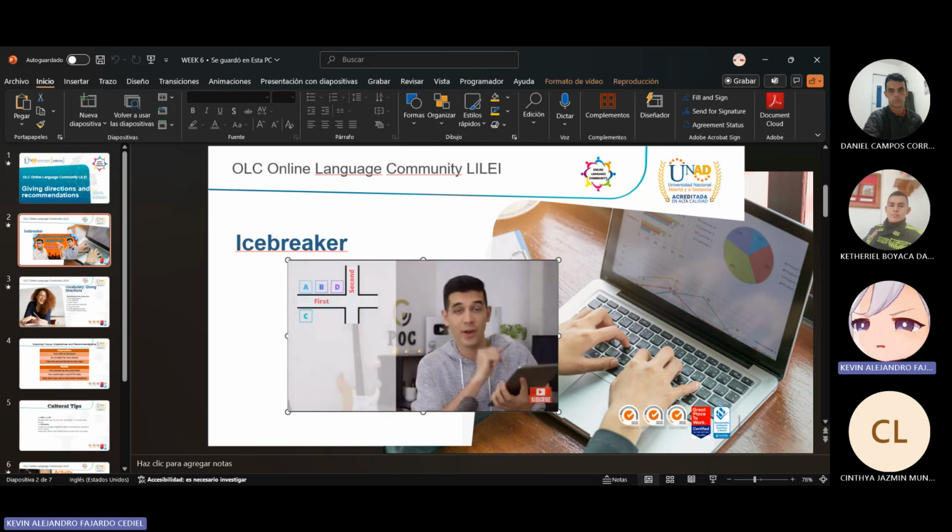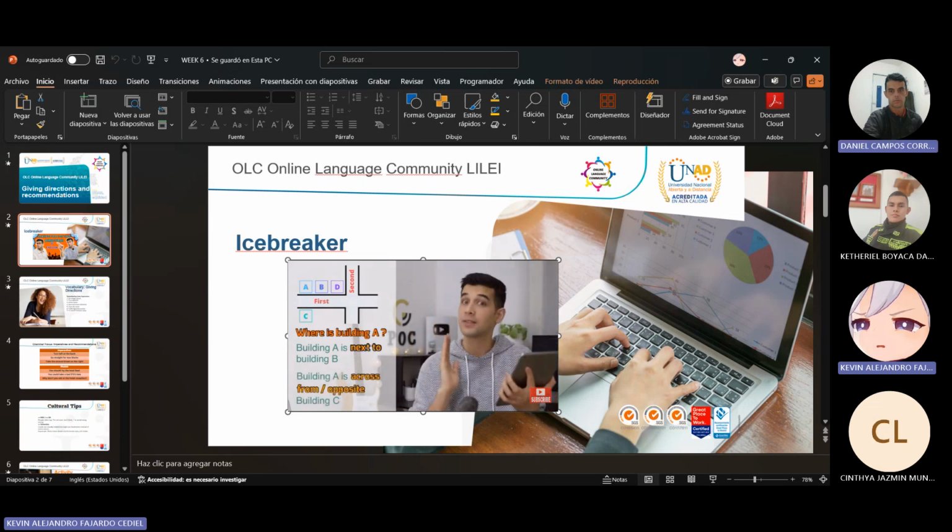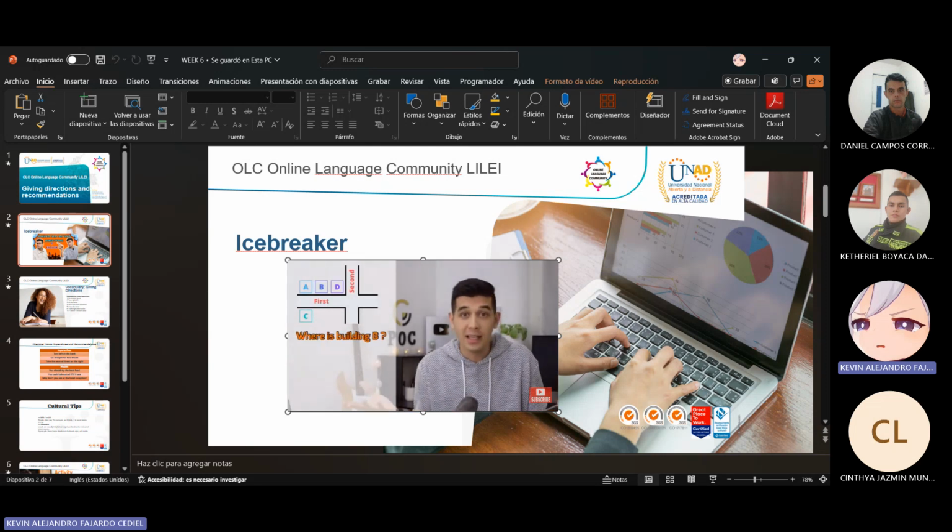Look at this scheme I've made for you. There are four buildings, buildings A, B, C, and D, and there are two roads, first road and second road. Where is building A? Building A is next to building B, or building A is across from, or opposite, building C. Now, where is B? B is between A and D. And where is D? D is next to B, right? But you can also say D is on the corner of First and Second Street. So the prepositions you can use are across from or opposite, next to, between, or on the corner of.